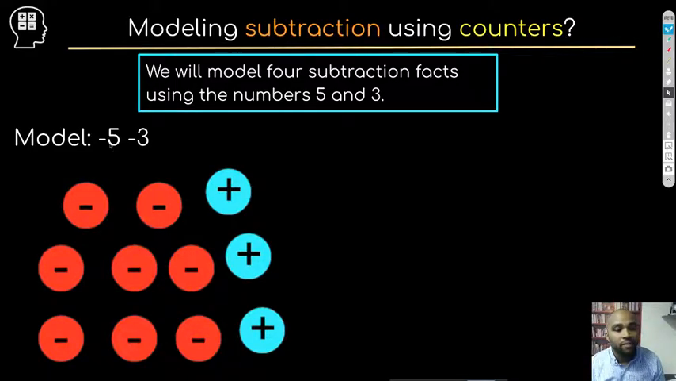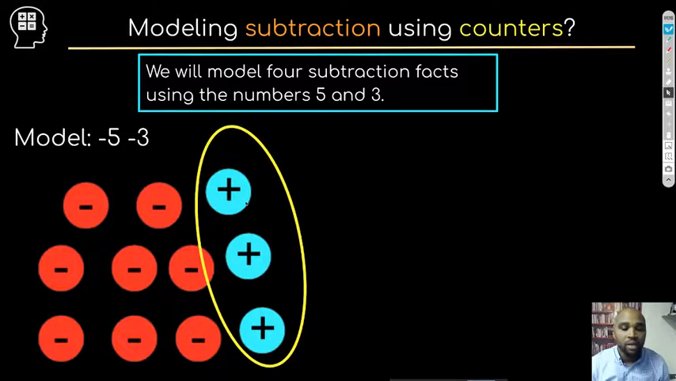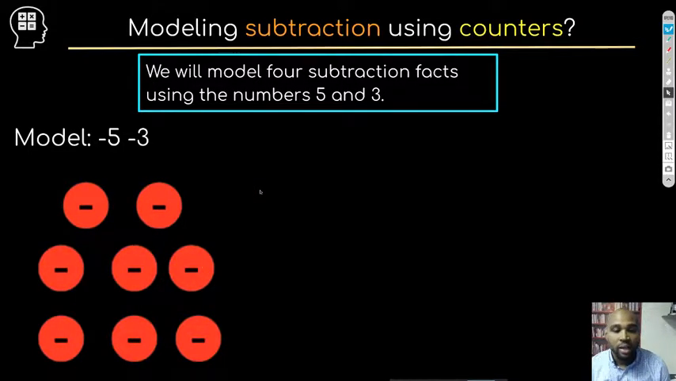So negative 5 is what I started with. And I'm going to take away 3 positives. So those 3 positives are right here. And when I take those away, they're gone. And now I can see what my answer is. So I had negative 5, I took away 3. Now I have 1, 2, 3, 4, 5, 6, 7, 8. So negative 8.